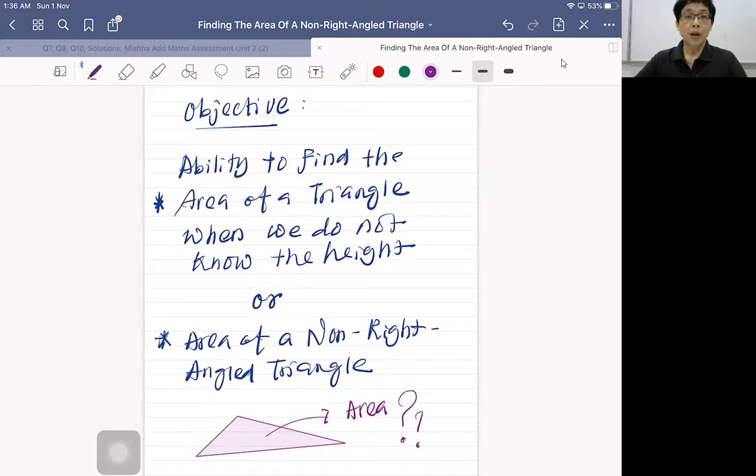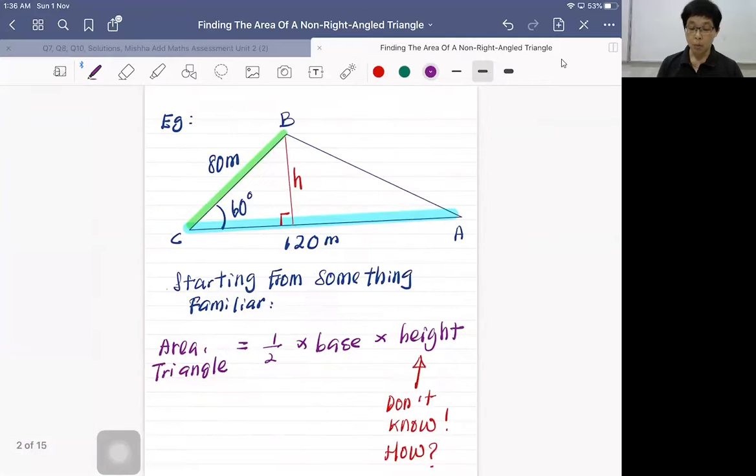This video, as stated in the objective, is to enable all of us to find the area of a triangle when we are facing a triangle that is not a right angle triangle and we do not know the height. All right, so let's start our journey and we will show you that you are able to do this without much difficulty. Let's buckle our seatbelt and let's launch.